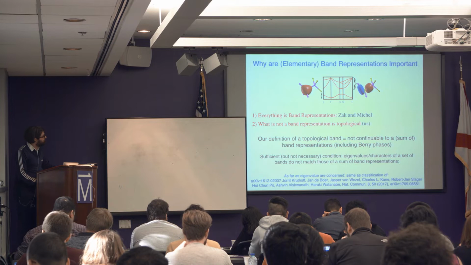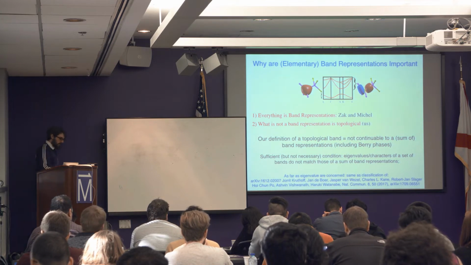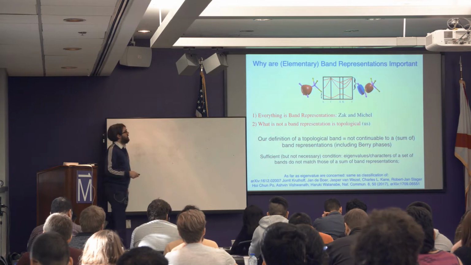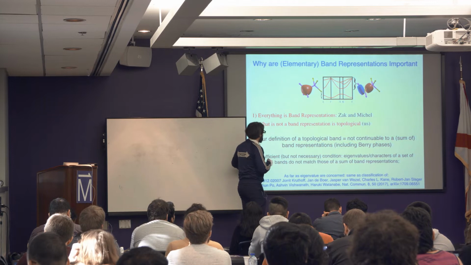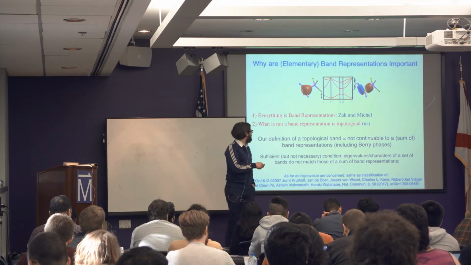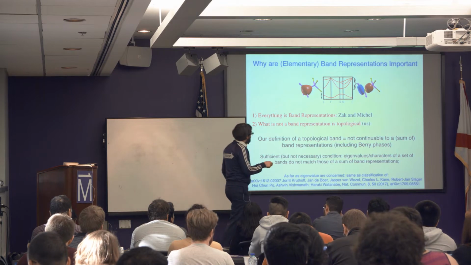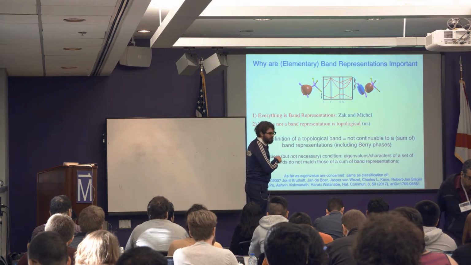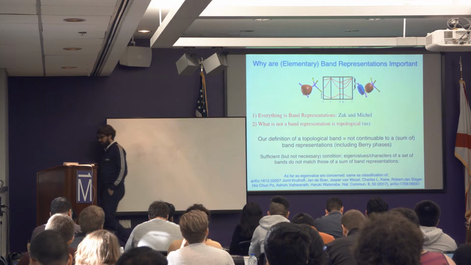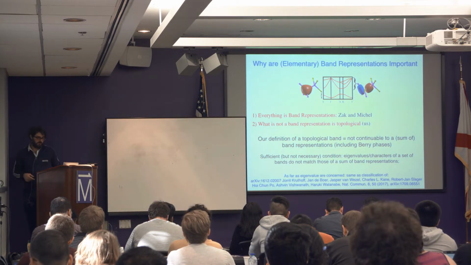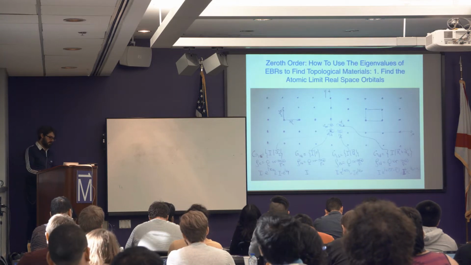Okay, so the moral of the story is the following. This is not entirely true, but it's almost true. If everything is a band representation, then you don't have topological states. And what is not a band representation, this is the new thing, is topological. So let's find how to do this in 2 dimensions.